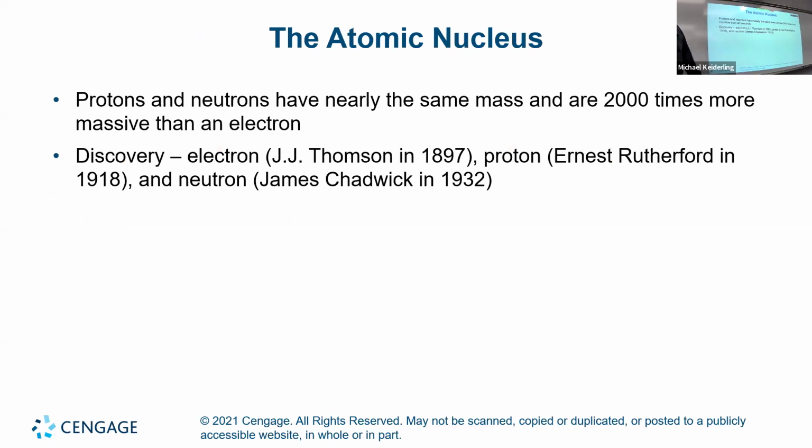So protons and neutrons have nearly the same mass. They're about 2,000 times more massive than the electron. And so the electron was discovered by J.J. Thomson in 1897, the proton by Ernest Rutherford in 1918, and the neutron by James Chadwick in 1932.